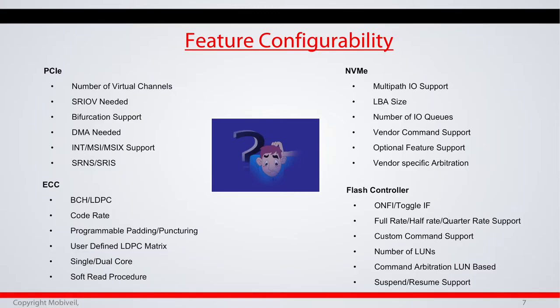Similarly, on the NVMe, whether you want to support multipath I/O or not, whether the controller supports it or not. One use could be without multipath I/O, the other could be with multipath I/O, and the controller has to support it. Various LBA sizes, mixed LBA, because some of your namespaces could be one LBA size, some of the other namespaces could be a different LBA size. So whether those LBA sizes are programmable or not, number of IO queues. Of course, there are vendor command support, optional command support, as well as the vendor-specific arbitration.